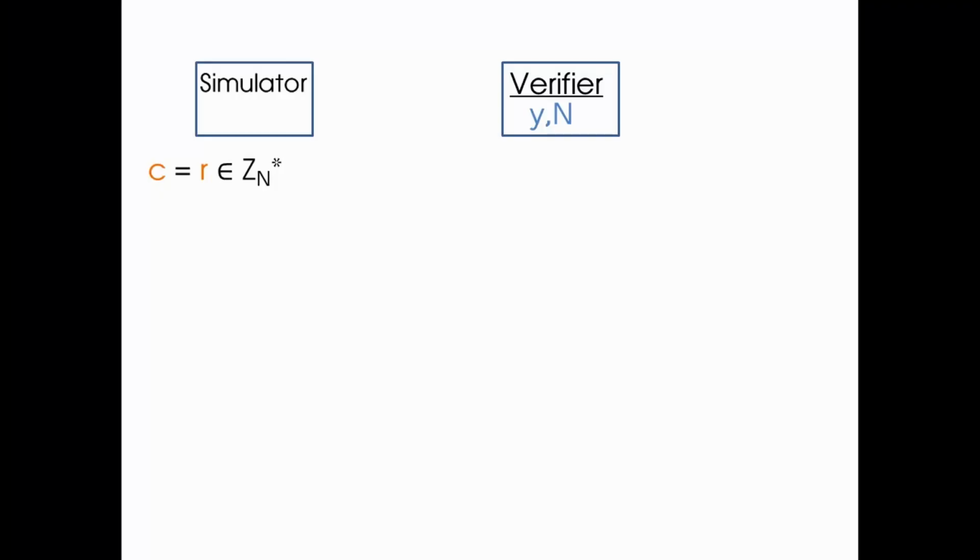The simulator is going to work like this. It's going to first pick the last message C, and it's going to compute C as R. So simply it's going to pick a random string from Zn, and that's going to be the last message C that the simulator will produce. Next, the simulator is going to pick a random bit B, either 0 or 1. If B equals 0, the simulator will set the first message A to be R squared. But if B equals 1, the simulator will set the first message A to be R squared divided by Y.